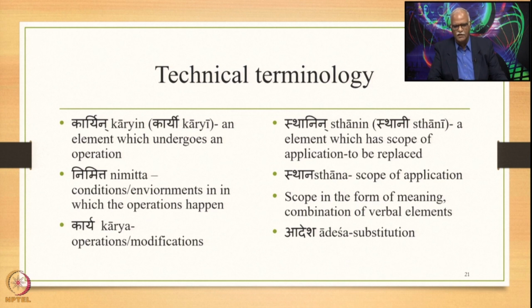Panini uses the terms sthanin and adesha. Sthanin means an element which has scope of application, which is to be replaced, and a sthanin is never explicitly uttered. The word sthanin consists of the word sthana, which means the scope of application. This scope is in the form of meaning, sometimes also in the form of the combination of verbal elements. And then we have another term called adesha, which means a substitution, which is explicitly expressed when there is scope of application of some other element to be expressed. We shall study at sandhi using these technical terms.